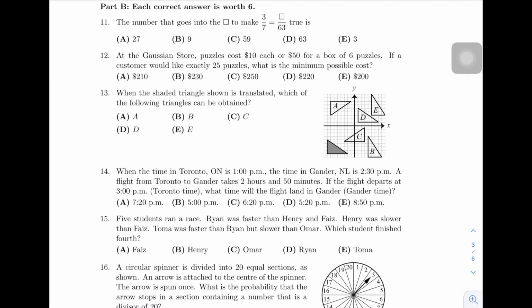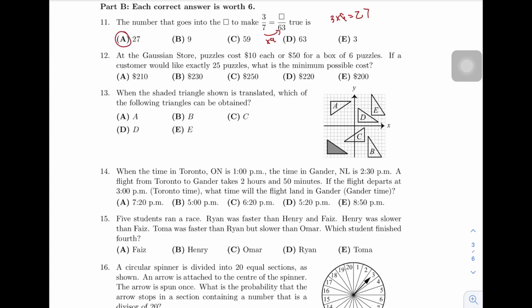Question 11. The number that goes into the square to make 3 over 7 equals square over 63 true is, so 7 multiplied by 9 would give you 63. So 3 multiplied by 9 equals 27. So the correct answer is A. Number 12.